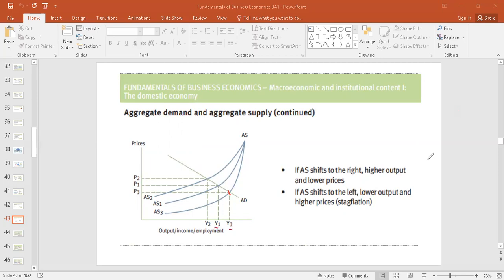Higher output. When output increases, the price, which otherwise was at P1, now falls to P3. When AS shifts to the right, output is increasing, and because the output is increasing, the price is reducing. When it shifts to the left side, then the output is reduced, lower output, and that results in a higher price. Okay, so that is the way in which aggregate demand and aggregate supply meet with each other, and we can decide on the equilibrium price.